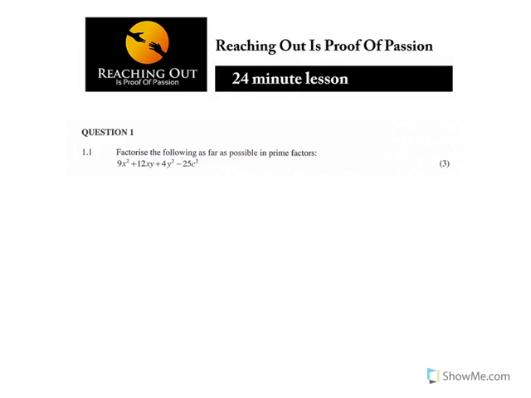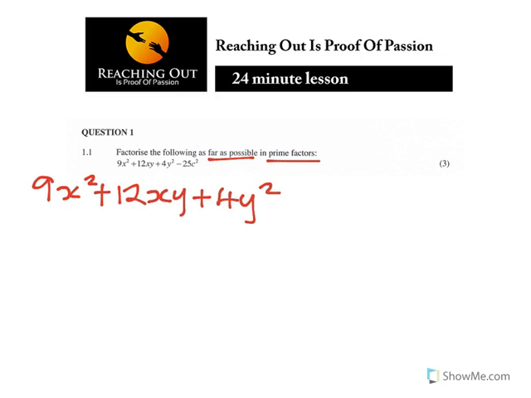Now, let us start by looking at the first question, question number 1. In this case, it is 1.1. You are required to factorize the following as far as possible in prime factors. Remember, the key is as far as possible, as well as in prime factors. If I rewrite it, you are given 9x squared plus 12xy plus 4y squared minus 25c squared.